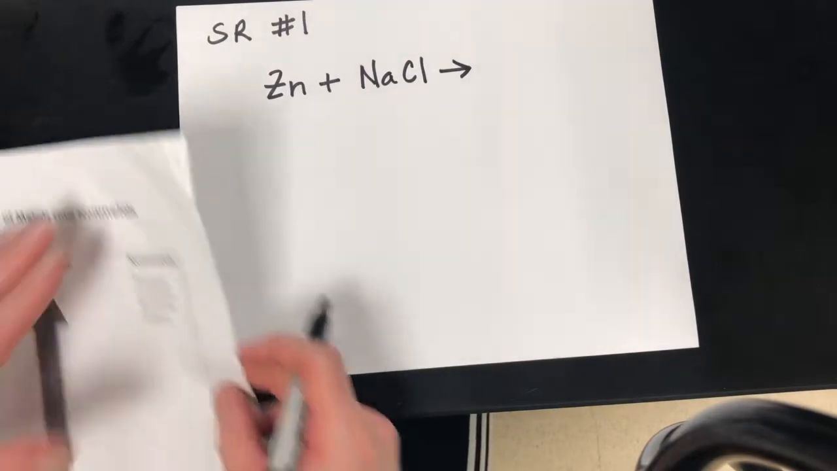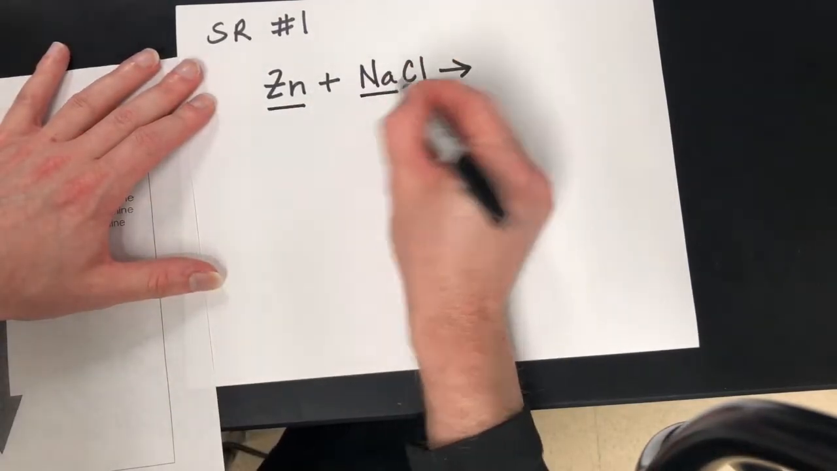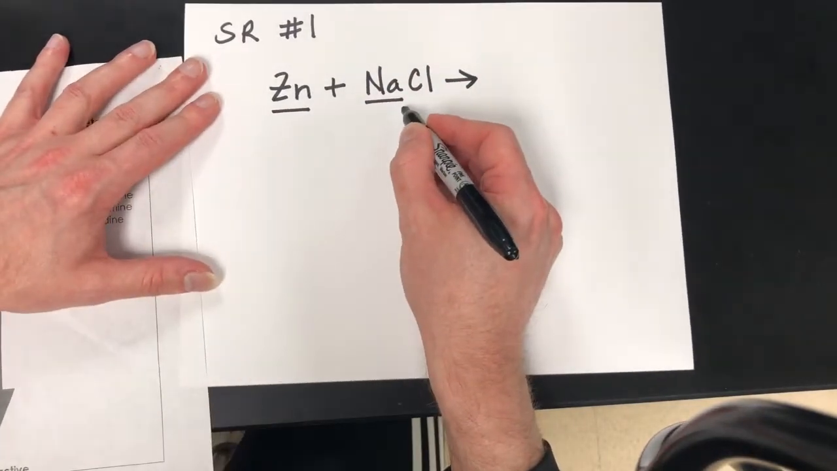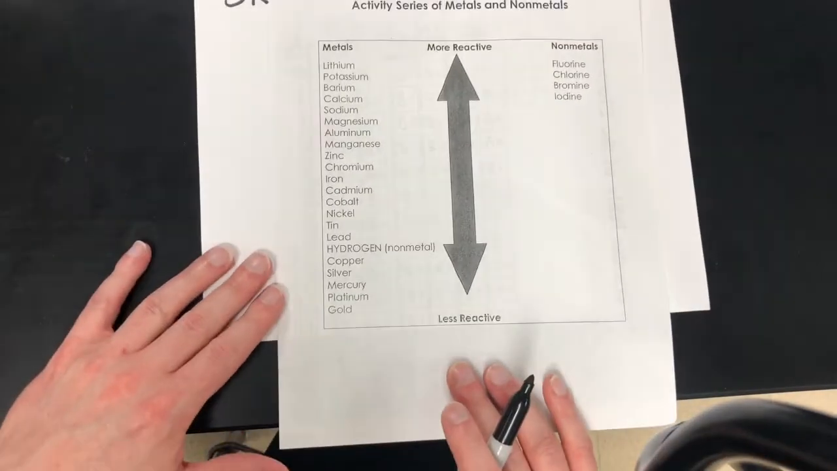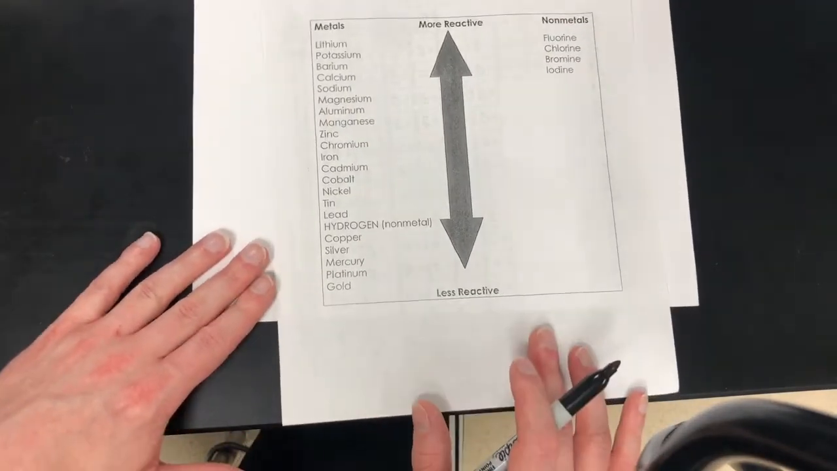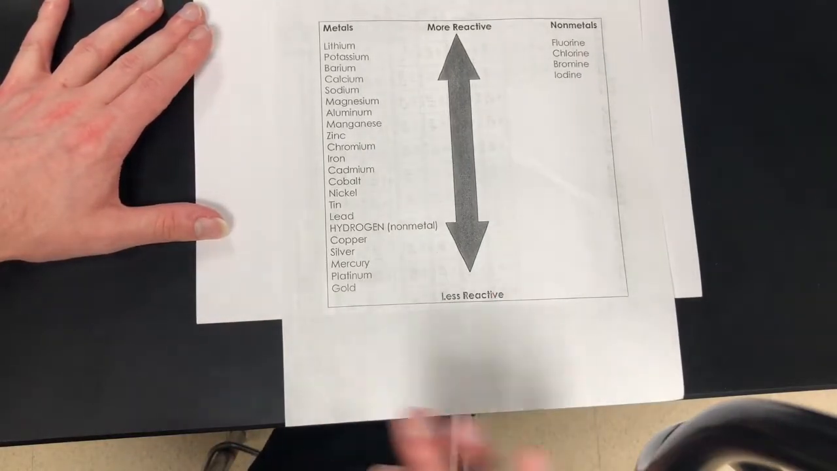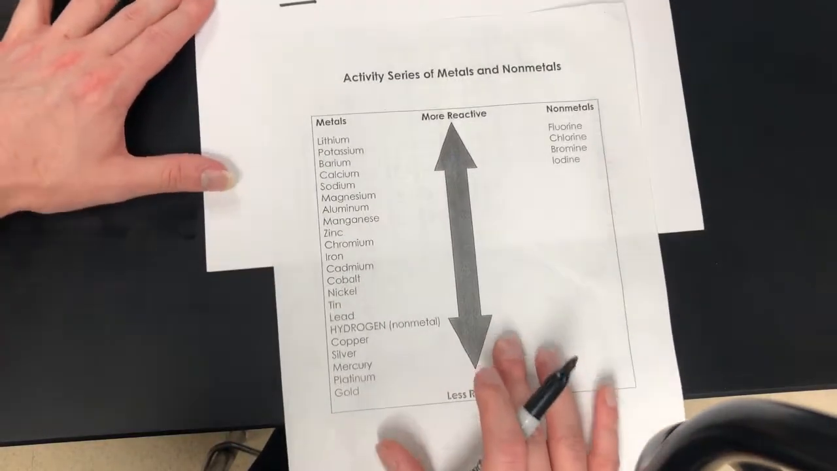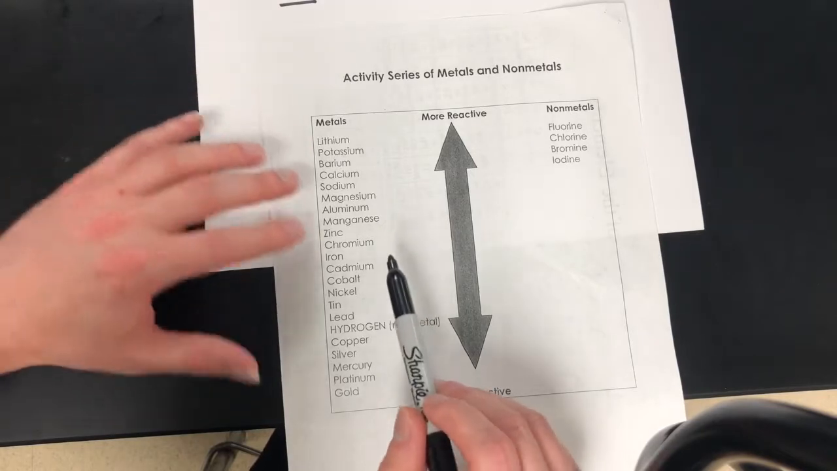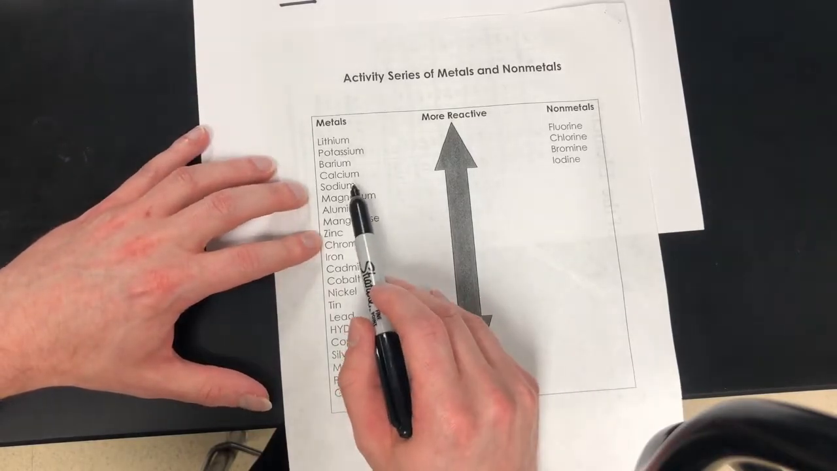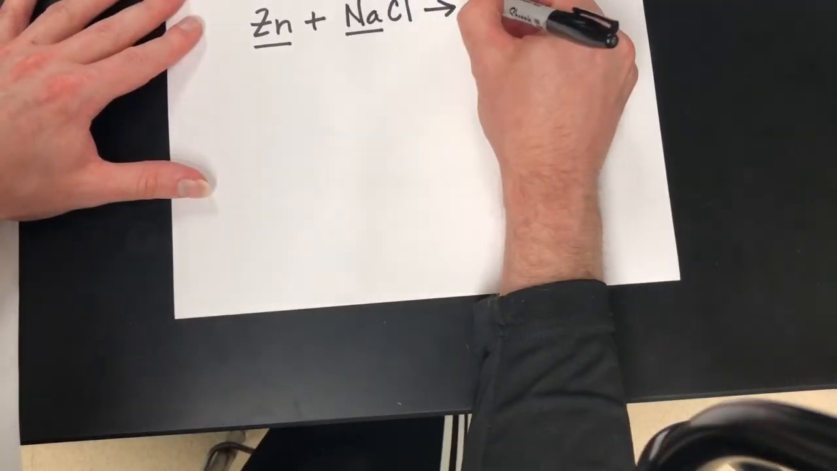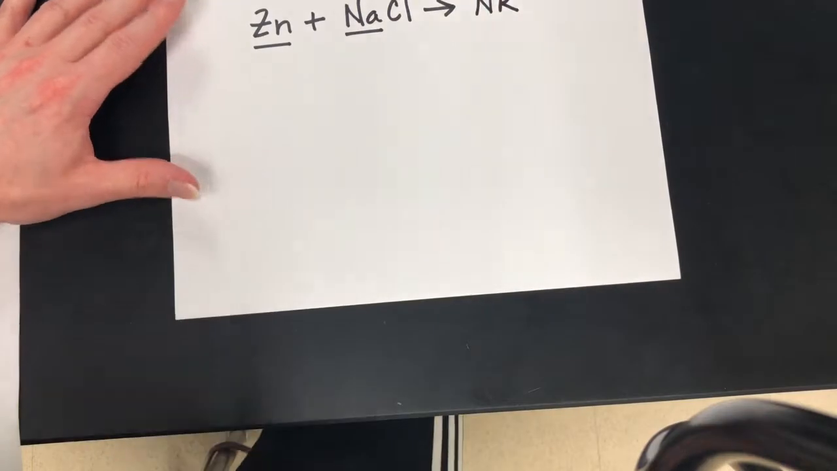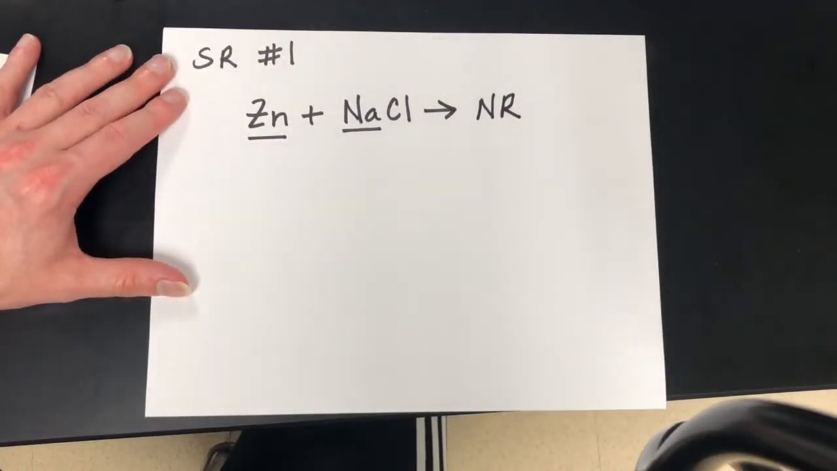Now, we're going to look at our activity series. Zinc has to be more active than sodium to kick it out. This is going to look a little bit different from the one that I used in class, but it's still the same thing. So we're looking for zinc and sodium. Zinc is right here, sodium's up here. Zinc has to be above sodium to displace it, so this is going to be no reaction. Okay, so we get no reaction.